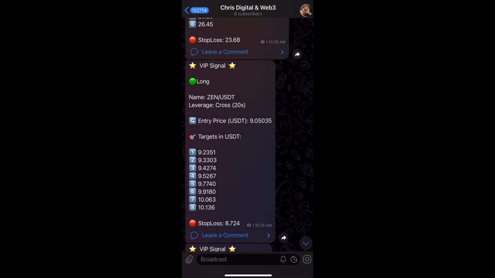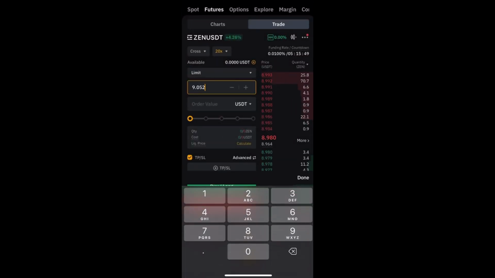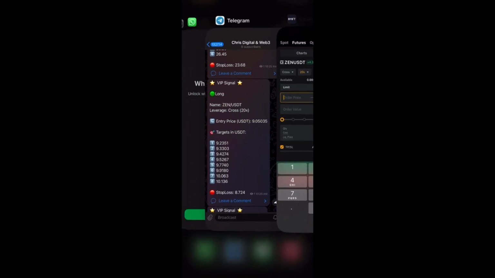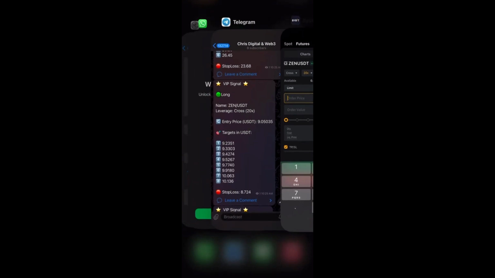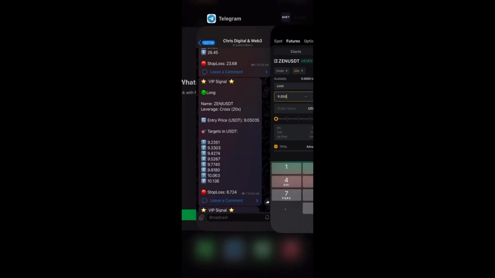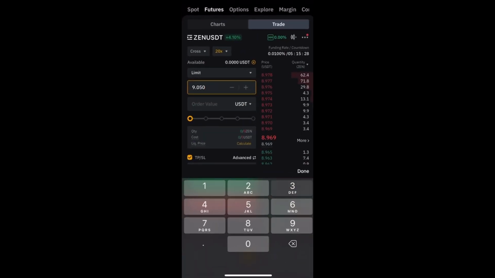So the entry price, this is where you put your entry price. That's the order price, 9.05035. And then order value.